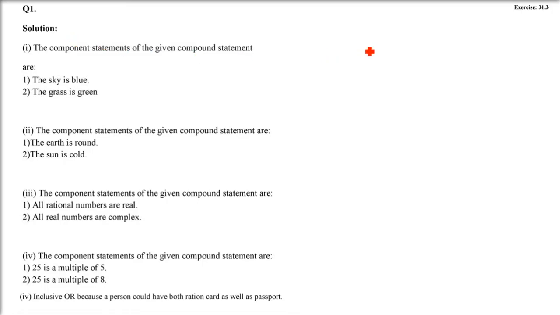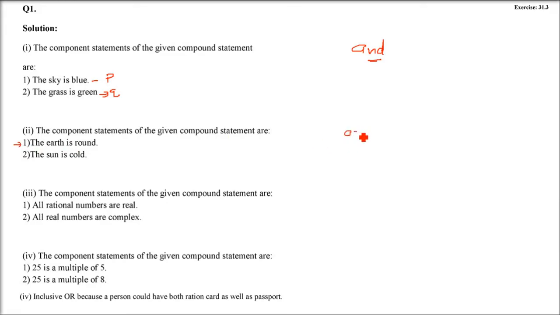The sky is blue and the grass is green. So the statement is this one. The sky is blue is the first statement, and the second one is the grass is green. So these are two component statements of the compound statement. Now, "and" is there in between.